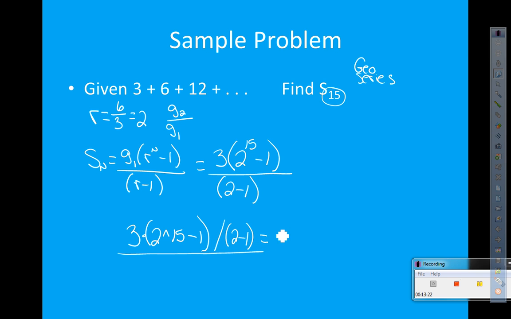Take a second and run this through your calculator. I'll pause for just a second, but you should get 98,301. Make sure that you can use your calculator to run that through and get 98,301. The key thing today is calculator work. If you can't get your calculator work, write a couple of them down, bring it in, and I'll show you how to type it in on your calculator. But I've got about 6 more examples coming up, just like this one.